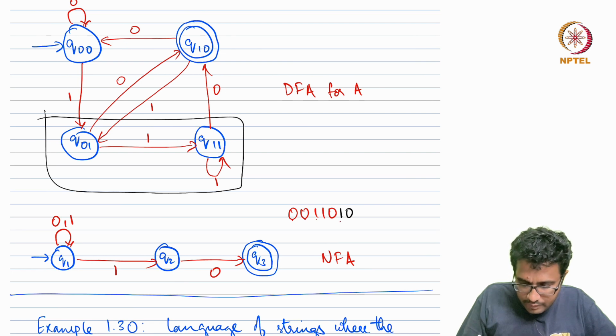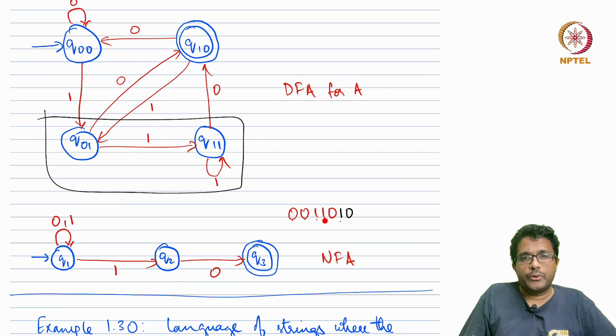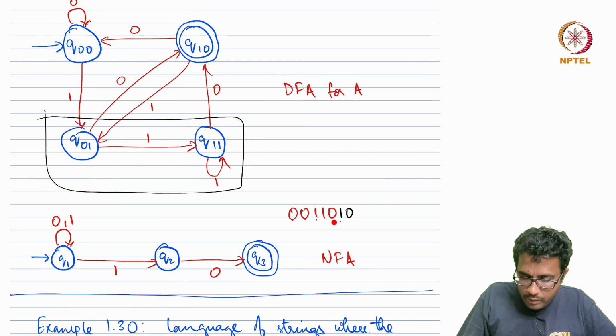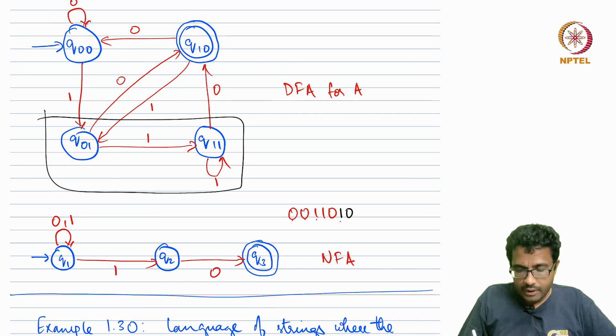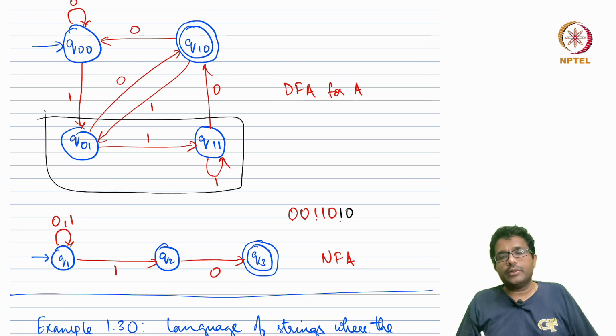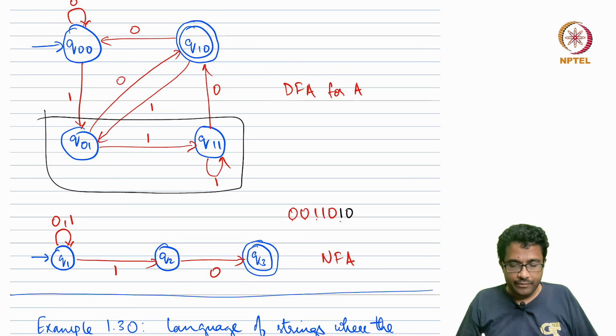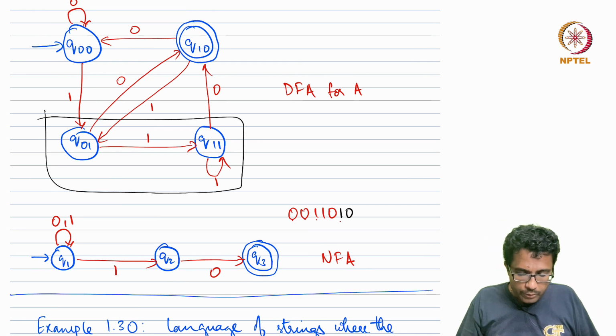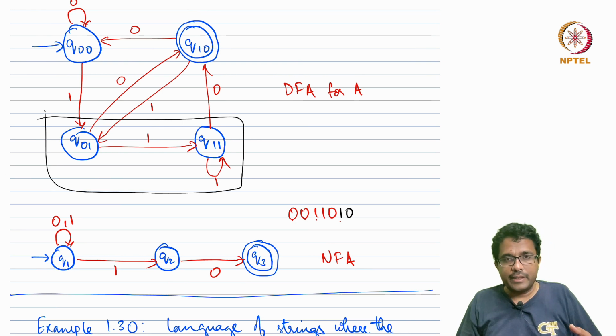Now suppose you read 0 0 1: you remain at Q1. The fourth symbol 1, you move to Q2, and the fifth symbol 0, you move to Q3. Now again you are stuck because there are 2 more symbols, but there is no outgoing arrow out of Q3, right? So the only way to end at Q3 in a valid legal way is to move to Q2 in the penultimate symbol and move to Q3 in the last symbol.